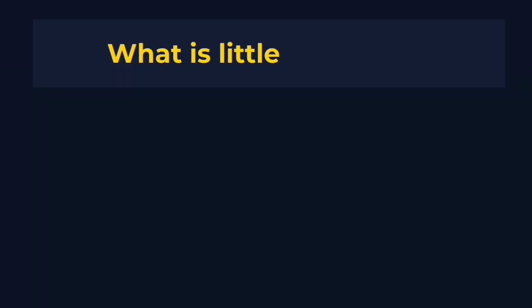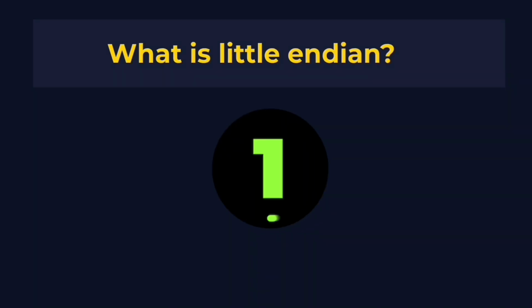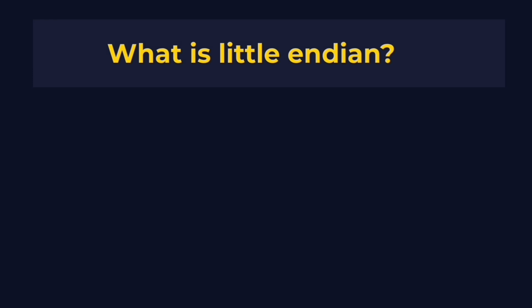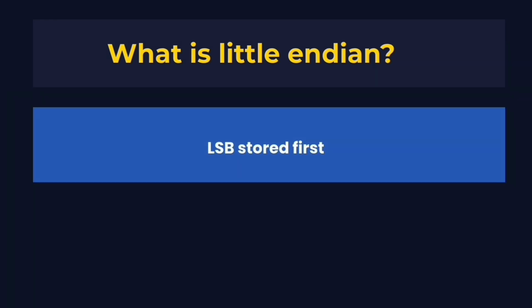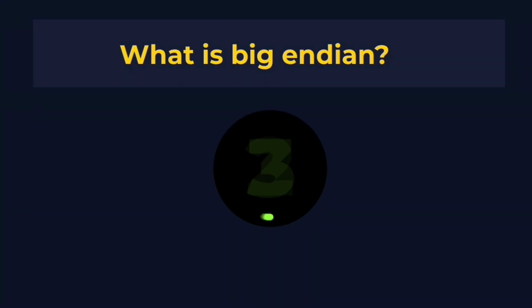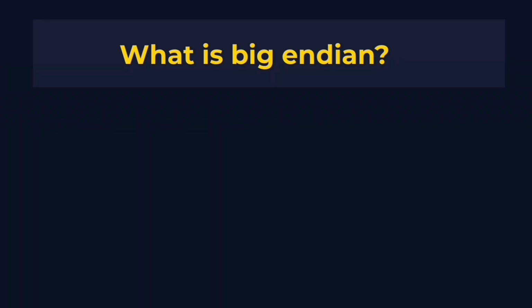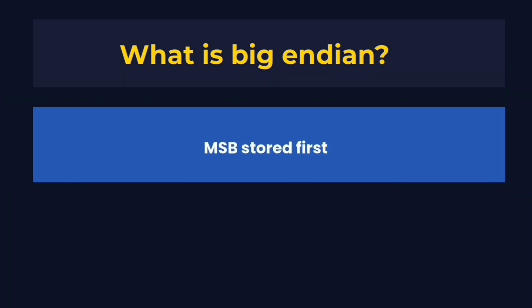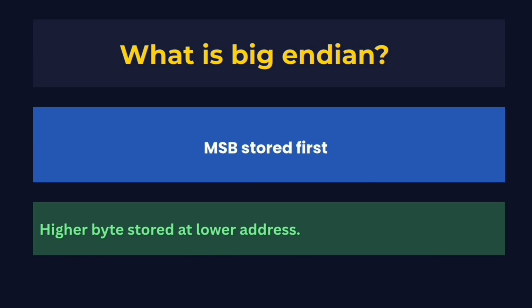What is Little Endian? Little Endian stores the least significant byte first. The lower memory address contains the least significant byte, which is commonly used in ARM systems for easier data handling. What is Big Endian system? Big Endian stores the most significant byte first. The higher value byte, that is MSB, is stored at the lowest memory address.